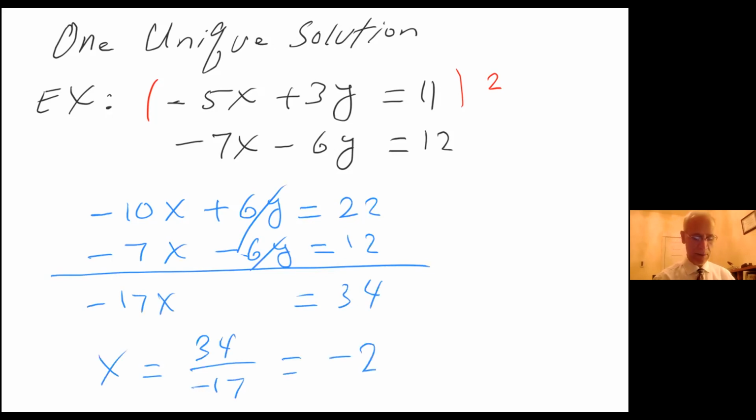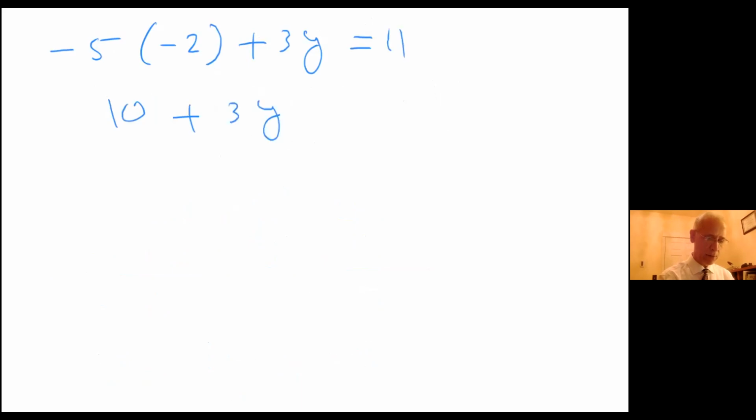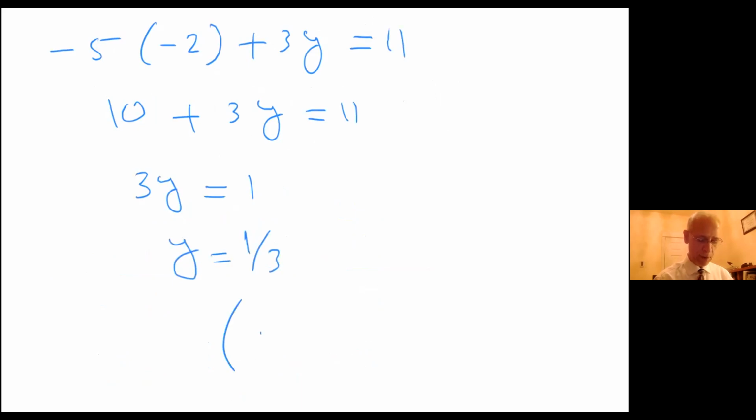Now, what is the value of y? I can use the first equation or the second equation and find the value of y. Let me use the first equation. So minus 5 times negative 2 plus 3y equals 11. I have 10 plus 3y equals 11, so 3y equals, subtract 10, I get 1, and y equals 1/3. So our solution is negative 2 and 1/3.